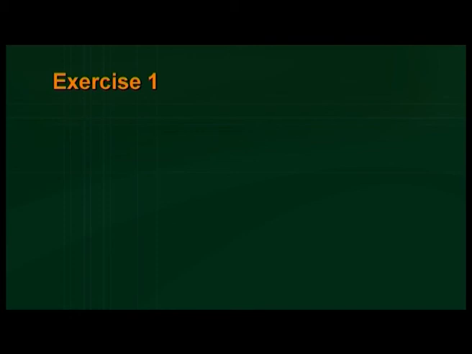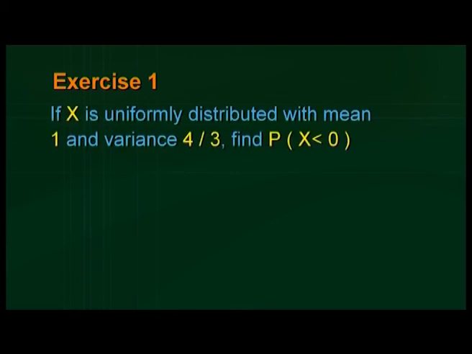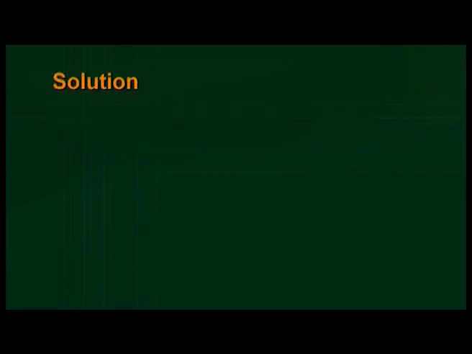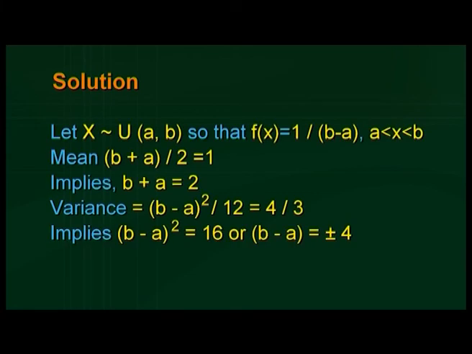Exercise 1. If x is uniformly distributed with mean 1 and variance 4 by 3, find P of x less than 0. Let us solve the above as follows. Let x follow uniform (a, b), so that f of x is equal to 1 divided by (b-a), where a less than x less than b. We have mean (b+a) divided by 2 is equal to 1, which implies b plus a is equal to 2.